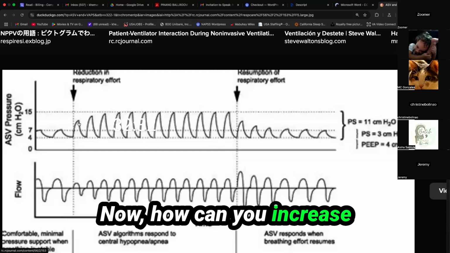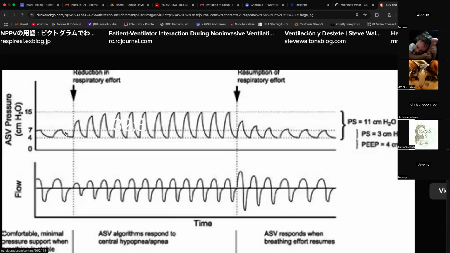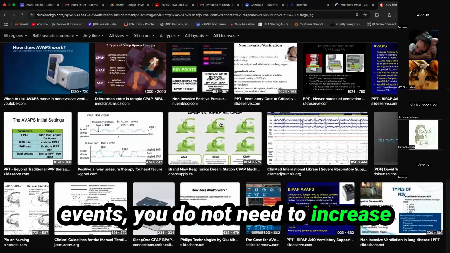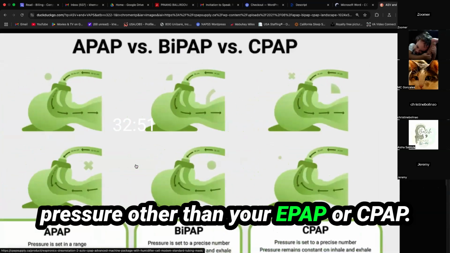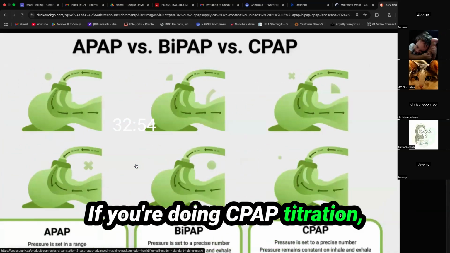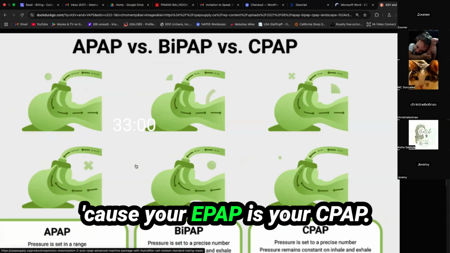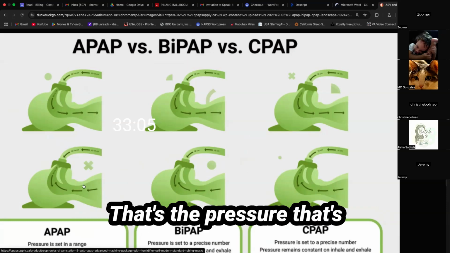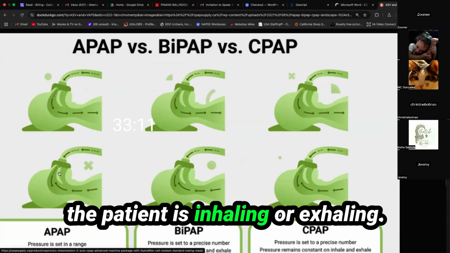Now, how can you increase IPAP if your airway is closed? How can you ventilate the patient? If you're having some obstructive events, you do not need to increase pressure other than your EPAP or CPAP. If you're doing CPAP titration, you increase your CPAP. If you're doing bilevel, you increase your EPAP, right? Because your EPAP is your CPAP. Again, your EPAP is your CPAP. That's the pressure that's constantly going into the patient, whether the patient is inhaling or exhaling.